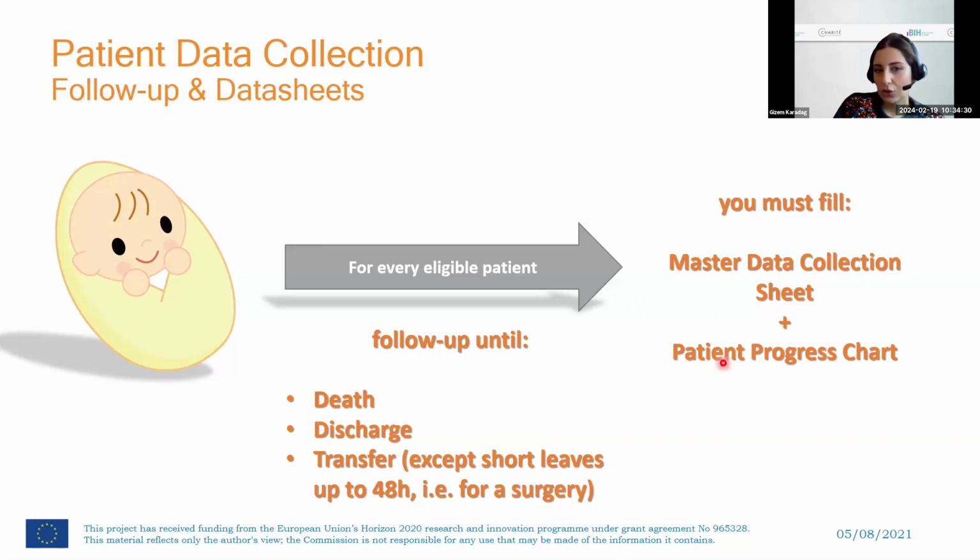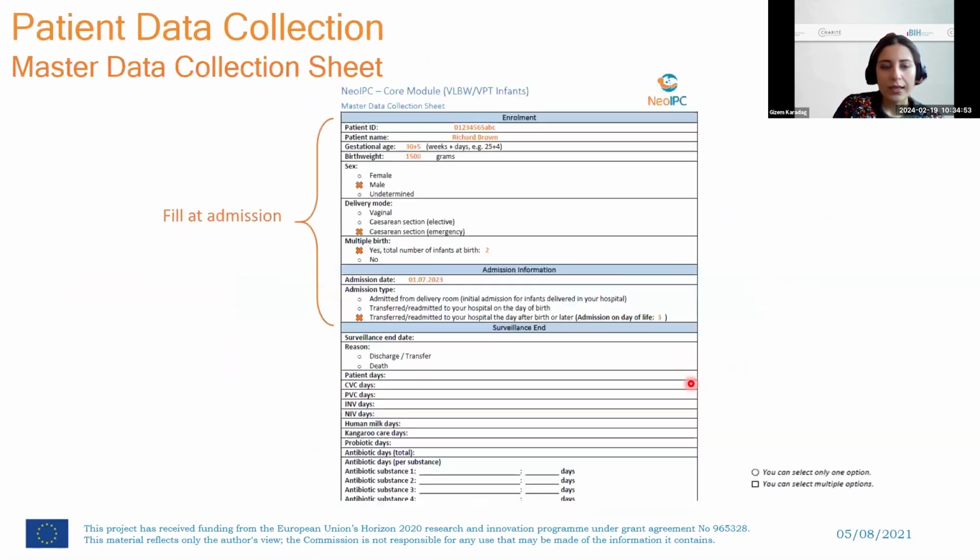Theoretically, you can avoid using all the paper data sheets, and you can directly enter all the data you collect into the online platform. Except the patient progress chart, which contains a lot of detailed data. So to follow up your patient, you have to use this patient progress chart either on computer or in paper form. So in this slide, you see the master data collection sheet.